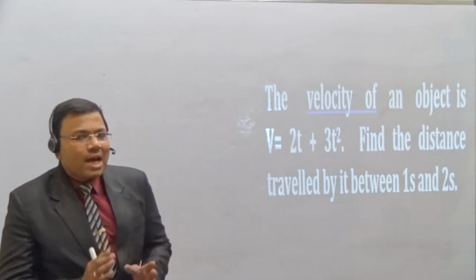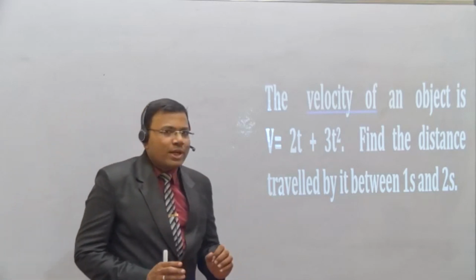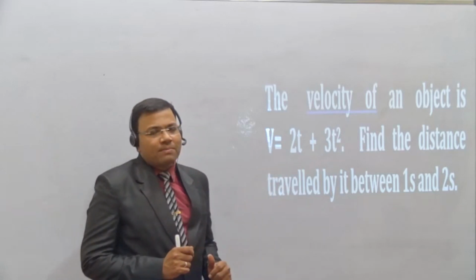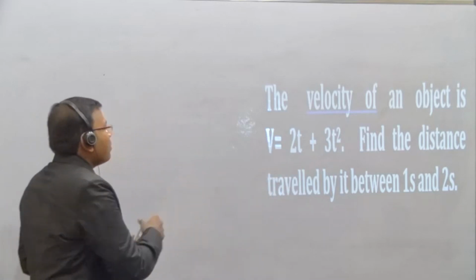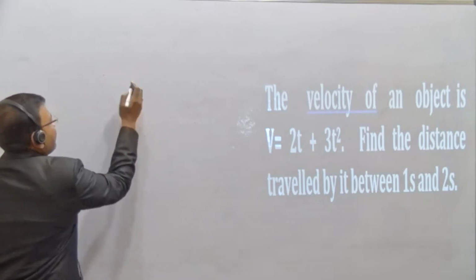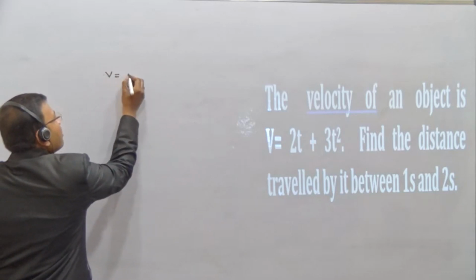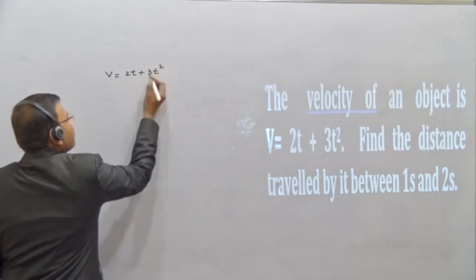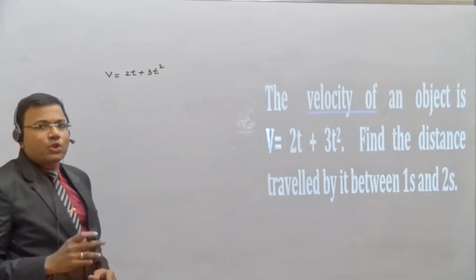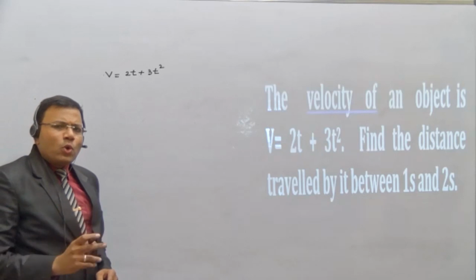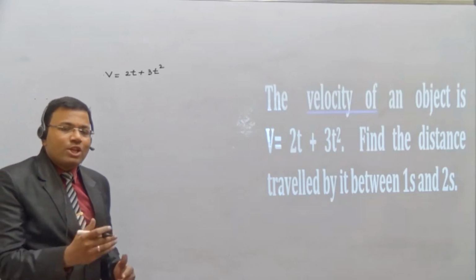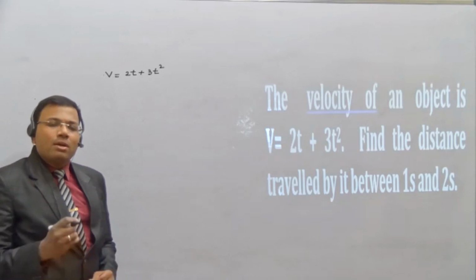I hope you are getting the idea: 1 second is the lower limit and 2 seconds is the upper limit. So let us go with this. I start solving. V is equal to 2t plus 3t square. Now you know, students, velocity is displacement by time. The rate of change of displacement is the velocity.